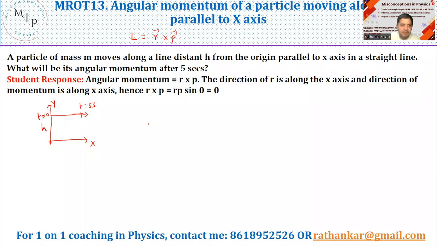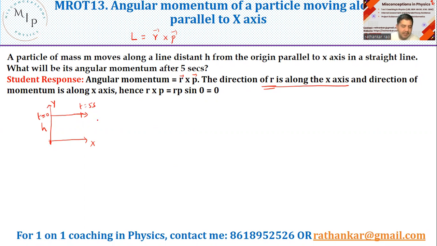Now, he is asking you, what is the angular momentum of the particle? The student took the same formula, R cross P. Since these two are vectors, the direction of R... this is where the misconception starts. What is R here? R is the position vector. The student does not understand the position vector, because he says very clearly the direction of R is along the x-axis. What do you mean by position vector?